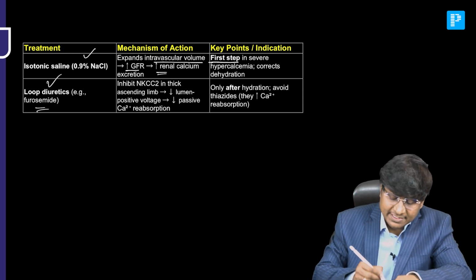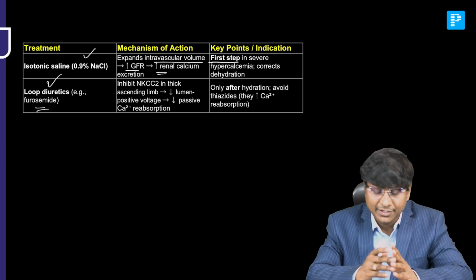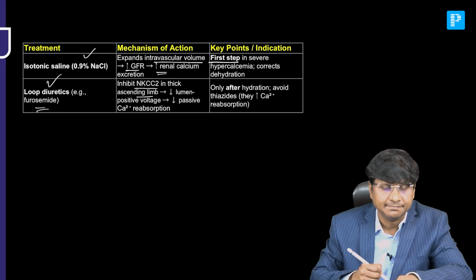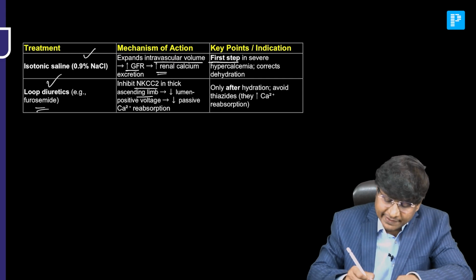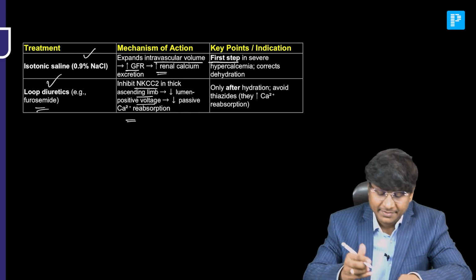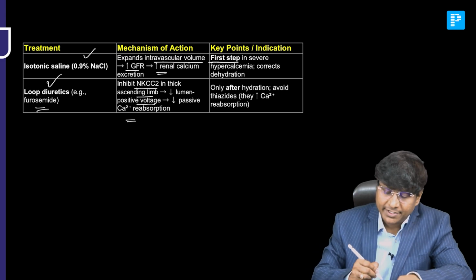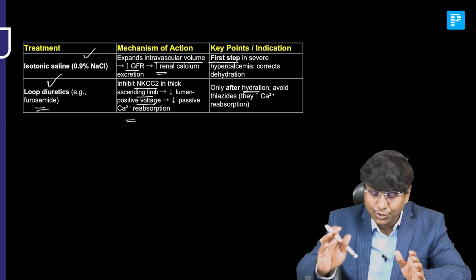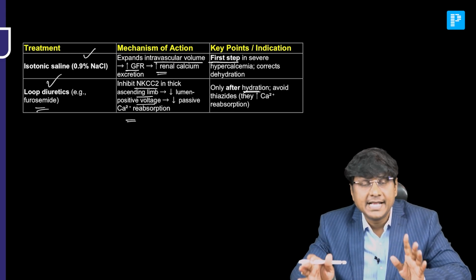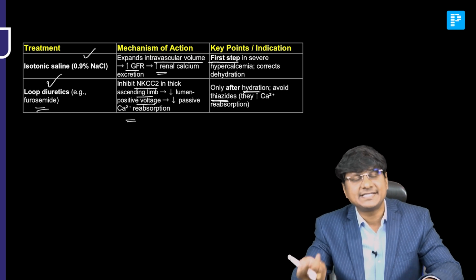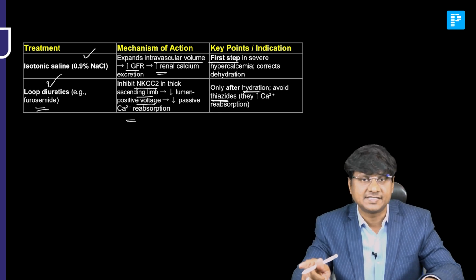Then we have loop diuretics like furosemide. Furosemide will inhibit NKCC2 in the thick ascending limb, and this will reduce the positive voltage, and this will reduce the passive calcium reabsorption. But please remember, you need to give this loop diuretic only after hydration. After giving IV fluids, then you give the loop diuretic. And in the case of hypercalcemia, you should avoid thiazides, because thiazides themselves can cause hypercalcemia.